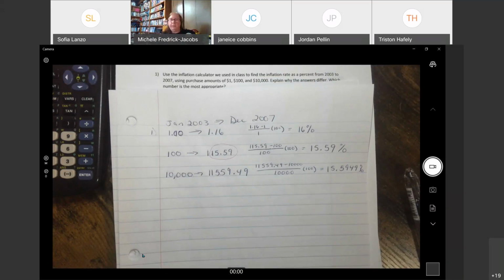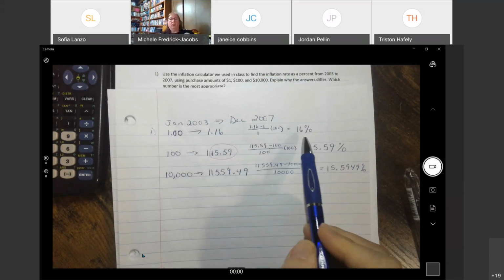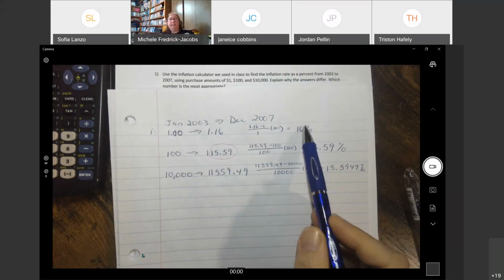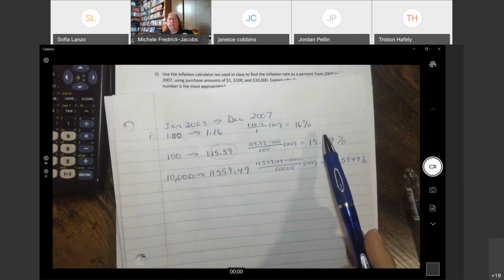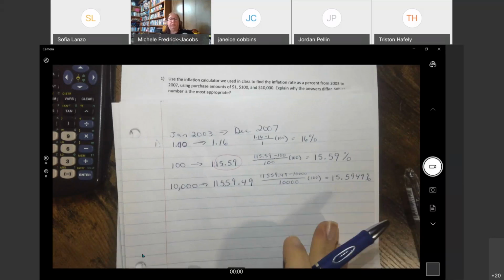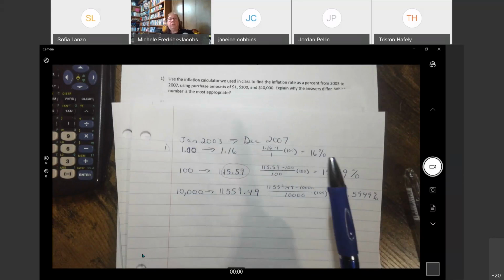But you could have different answers. I think that this is rounding a lot. Now, if this was 99, then maybe it wouldn't matter. But it will all be your opinion. Once you find your relative percent change or your inflation rate, explaining which one would be better or more appropriate, it all depends on your situation. And so there's no wrong answer. Okay, thank you.